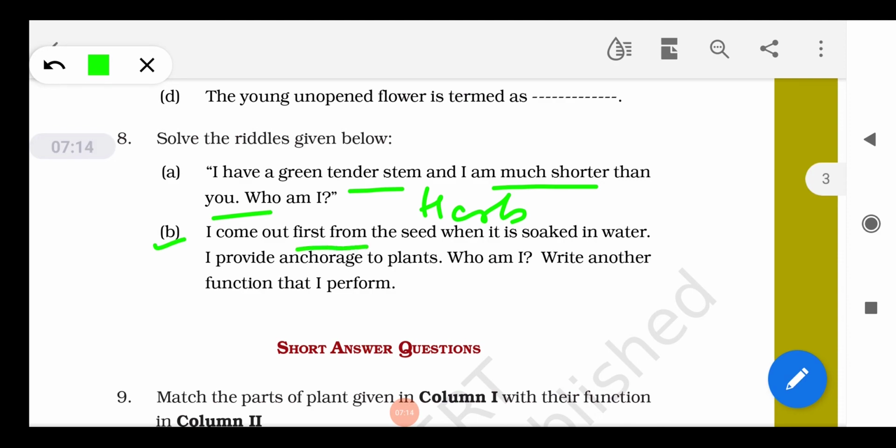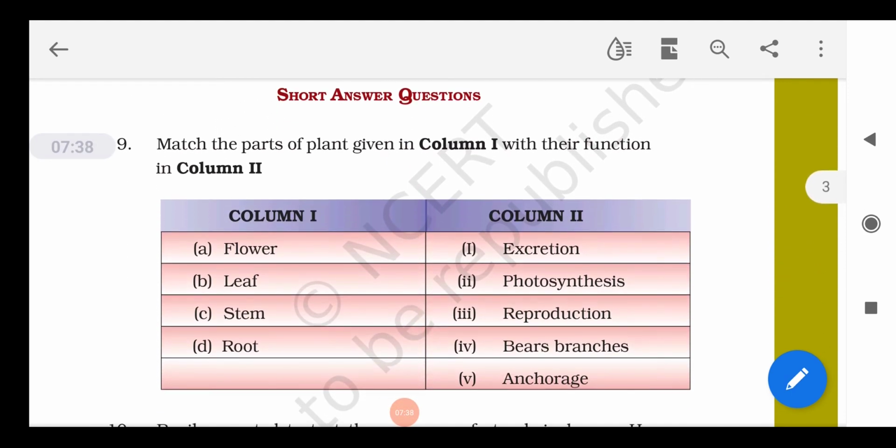I come out from the seed when it is soaked in water. I provide anchorage to plant. Who am I? So I am root. Okay, because root comes out first from the seed when it is soaked in water, and another function of root is to absorb water and mineral from the soil.